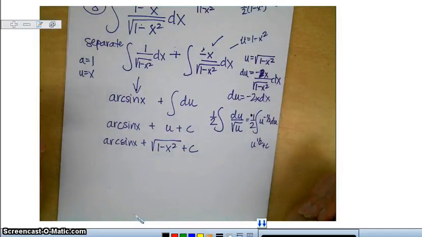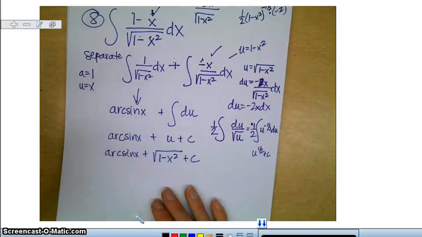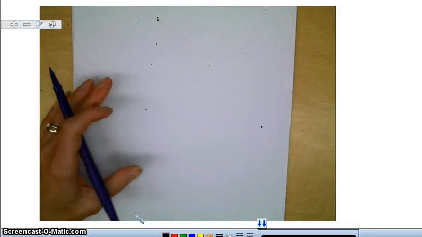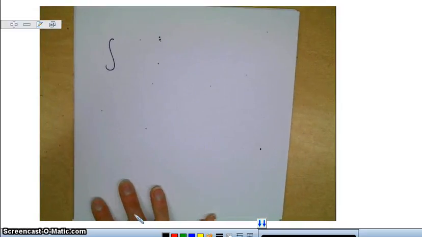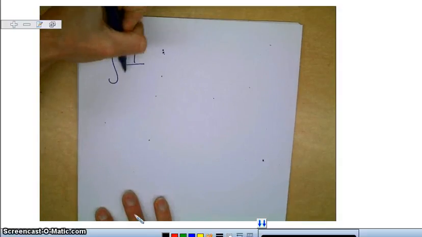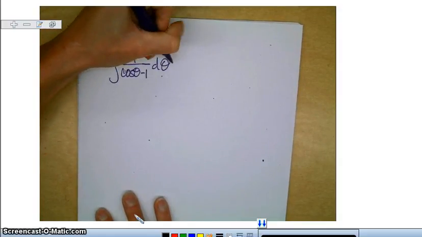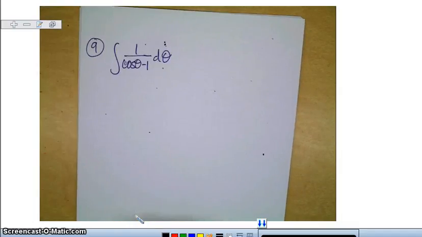Yeah. Okay. All right, so now I want to do a couple of trig ones. And then we'll call it a day and I'll give you your assignment as far as notes go. So I had a good trig one back here. All right, so the integral of 1 over cosine theta minus 1 d theta. So this is number 9. We'll just do a nice even 10 examples.